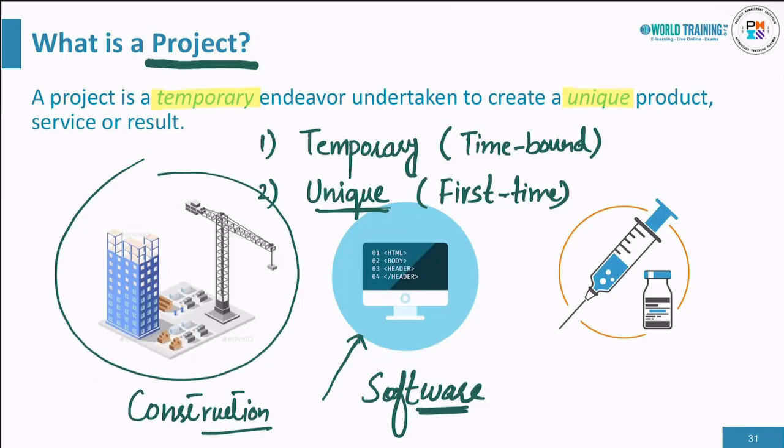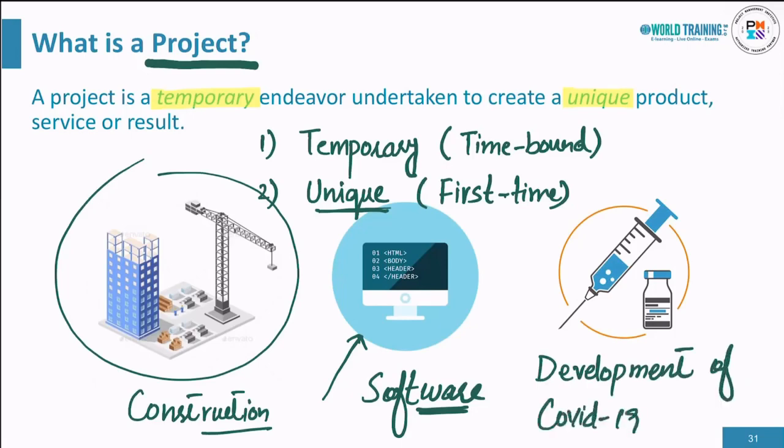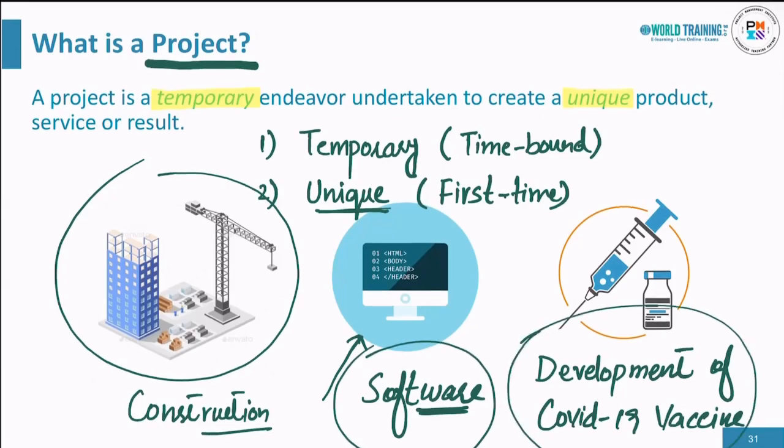The third example of a project could be development of a COVID-19 vaccine or any vaccine. Development of a COVID-19 vaccination is also an example of a project. So these are different examples of projects concerning different industries.